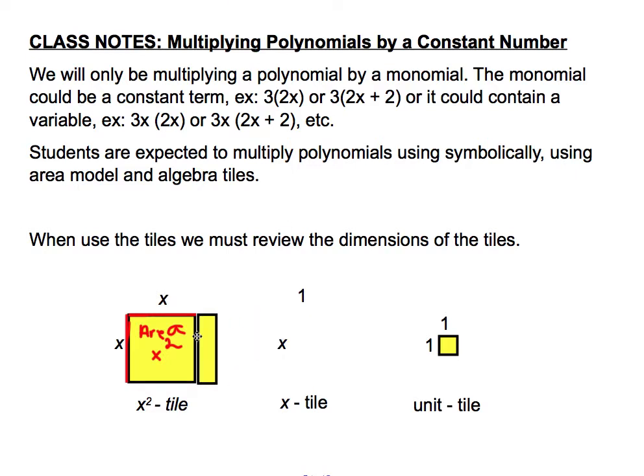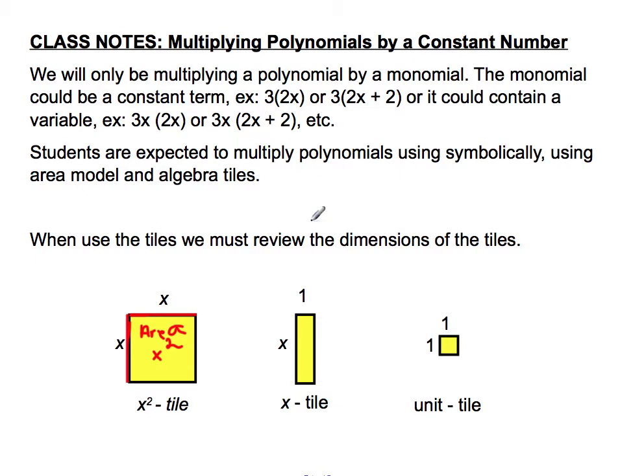This tile actually fits perfectly onto there. And that's why this length right here is x. This is actually 1 unit. We're going to call that a unit. So when I find the area, x times 1 is x, and that's why it's called the x tile. And you can see that these 2 lengths are equal. So I actually have a square that's 1 unit by 1 unit. My area here is 1, because 1 times 1 is 1, and that's why it's called the unit tile.